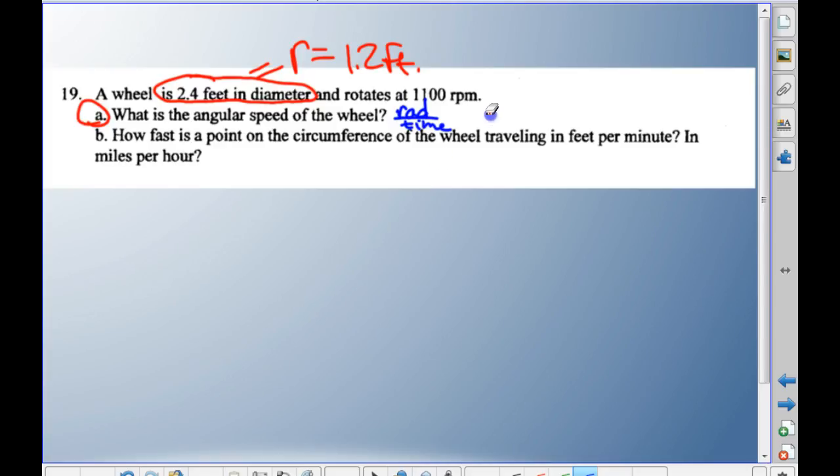So they gave us something close. What did they give us? Revolutions per minute. 1,100 revolutions per minute. If that was in radians, we'd be good to go, because I don't care what kind of label it has, as long as it's radians per time. So 1 revolution is 2 pi radians, so we have 2,200 pi radians per minute.